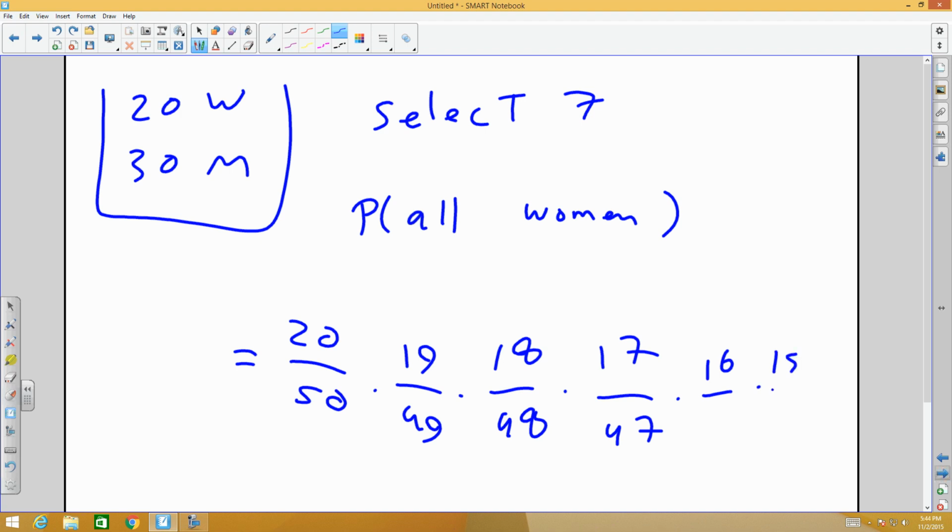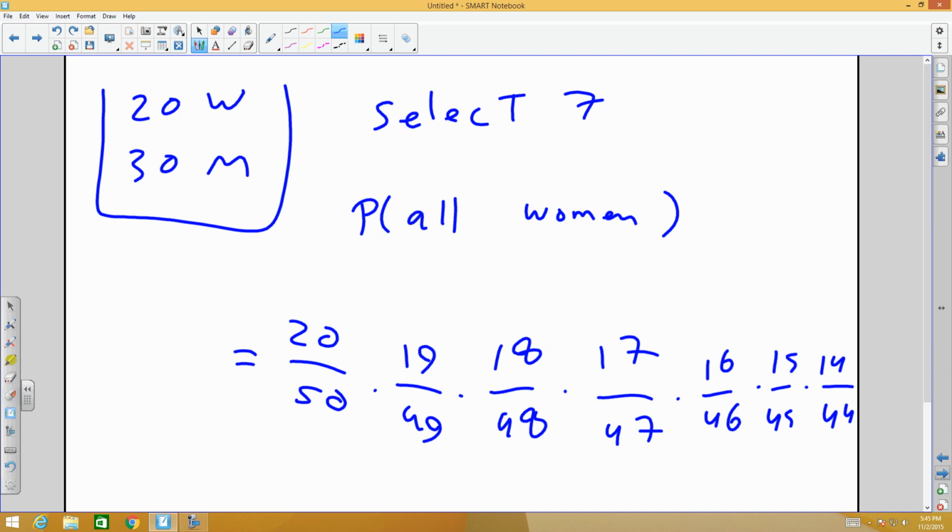Then 46, 45, 44. And then I have to multiply all these 7 fractions to get the probability. Yes, that's the probability that all of them will be women. We multiply to get one outcome. Any outcome. This is one outcome.